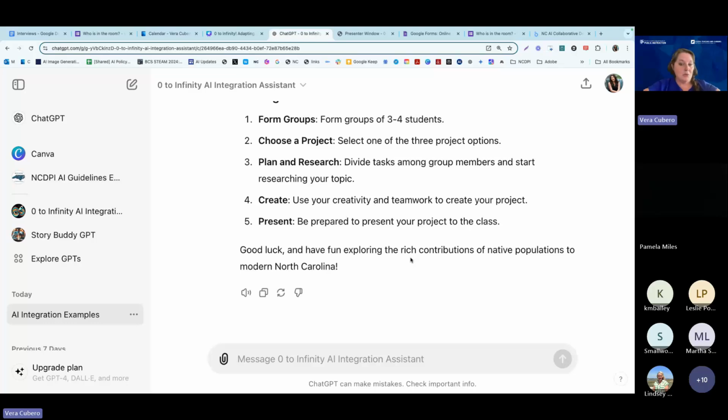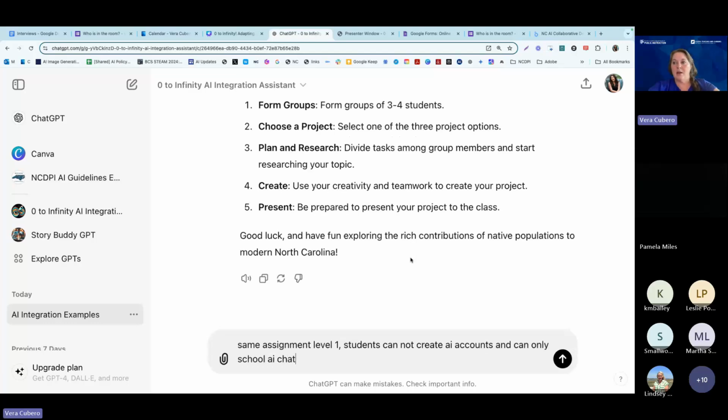But the next thing I want to do is move on to the next level. And so I want to say same assignment, level 1, but I've got 8th graders here. And my 8th graders can't use ChatGPT or any of that stuff. And so I want to specify that. I want to give context, or otherwise it's going to tell me, have them use a large language model to do this, that, and the other. So I'm going to say students cannot create AI accounts and can only use school AI chatbots created by me.